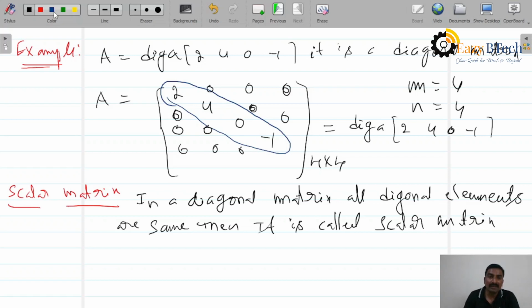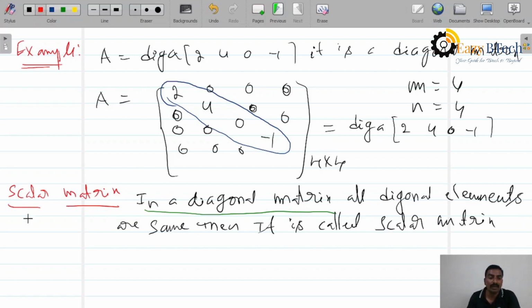If you observe this definition, we have to observe one thing in a diagonal matrix. That means first we have to take the diagonal matrix. That is very, very important. First we have to take the diagonal matrix. In this diagonal matrix, if all the diagonal elements are same, then it is called a scalar matrix.